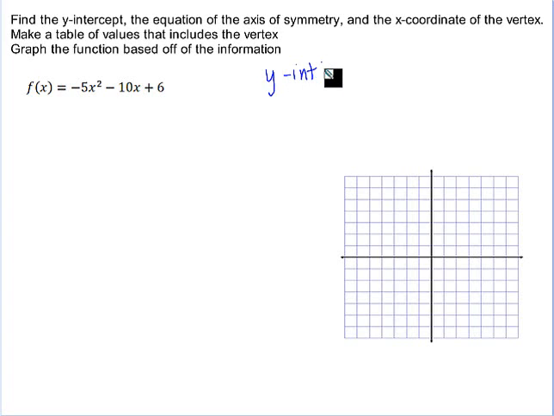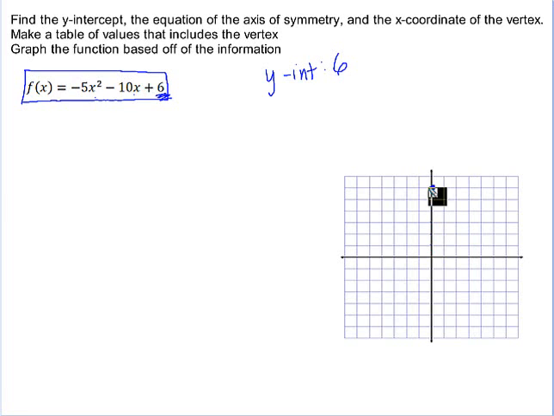The y-intercept is when x is 0, so if we have the function f of x is equal to negative 5x squared minus 10x plus 6, if our x is 0, we are just left with 6. So here our y-intercept is 6. So we know y-intercept is 6, that's going to have to be there. 1, 2, 3, 4, 5, 6. We know that's a point.